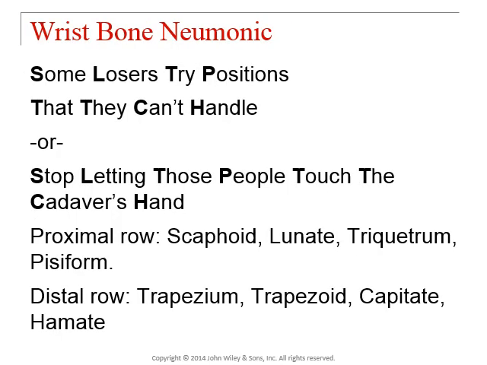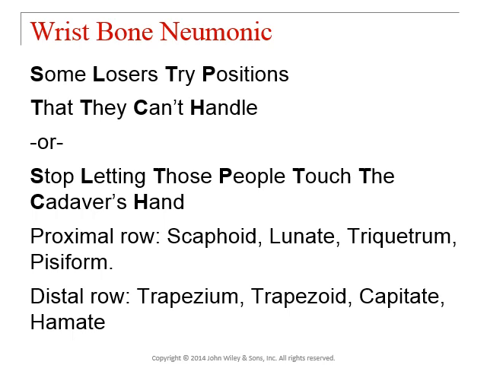Now, learning the wrist bones can be tricky, especially where they're oriented both in proximal and distal rows. So again, in the proximal row, we have the scaphoid, lunate, triquetrum, and pisiform. In the distal row, the trapezium, the trapezoid, the capitate, and the hamate. The textbook gives you a mnemonic, and I also threw in a mnemonic I used to use back in school as well. Use whichever one works best for you. But very simply, remember either "stop letting those people touch the cadaver's hand," or "some losers try positions that they can't handle." I personally like mine because it's almost 2 sentences, 1 or 2 phrases.